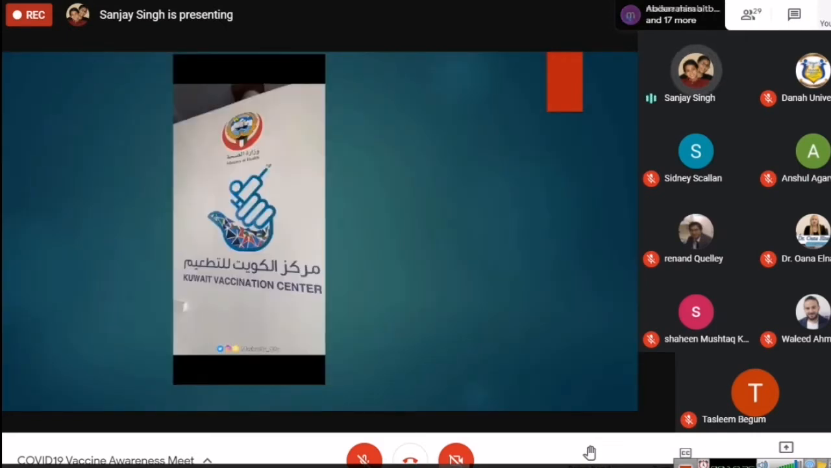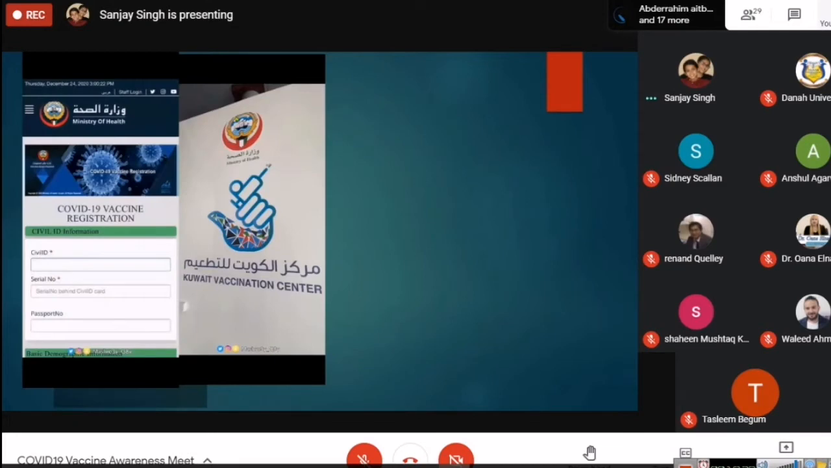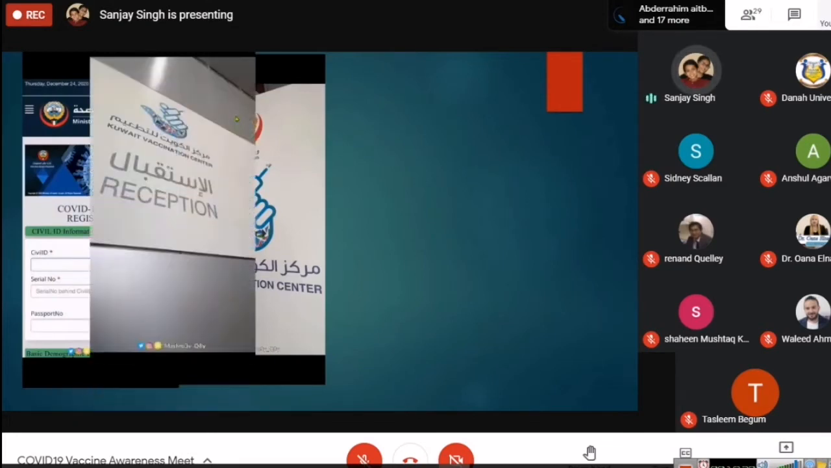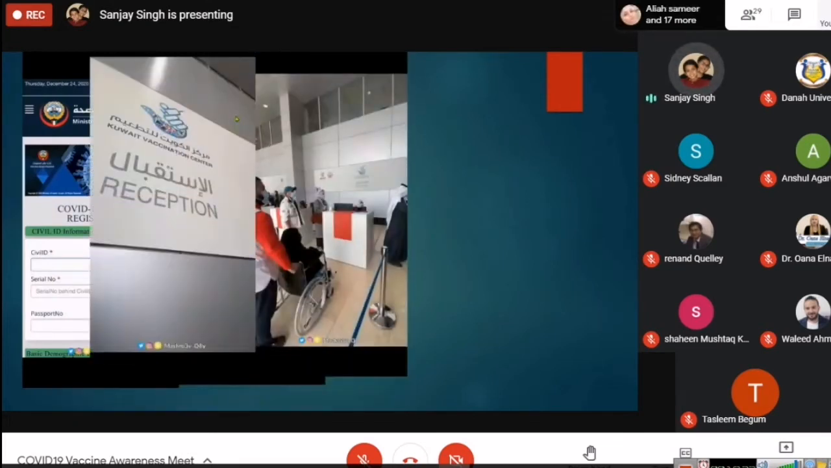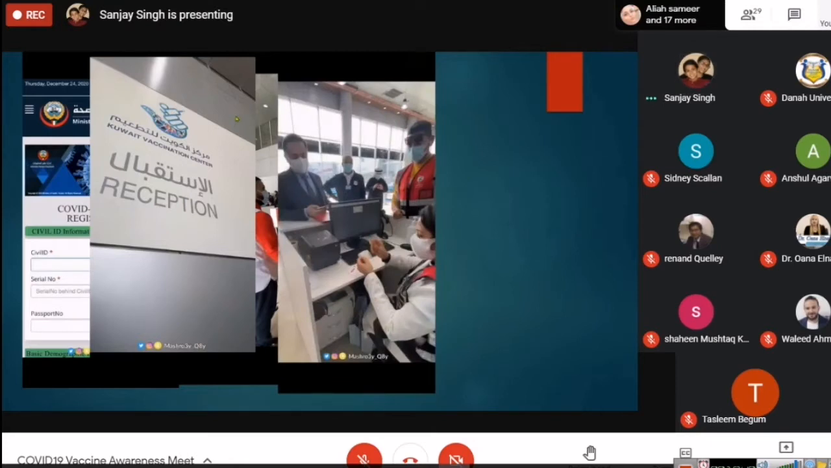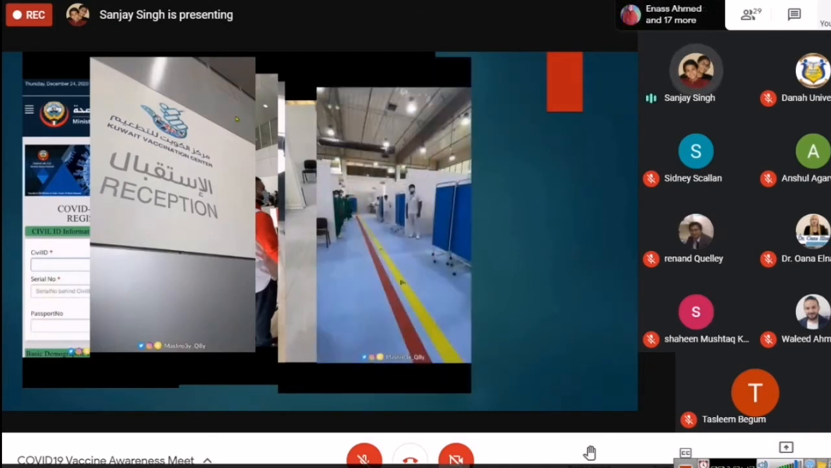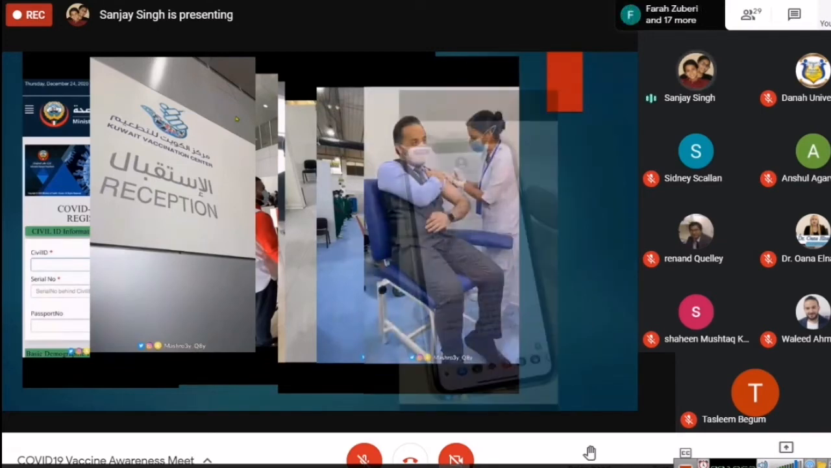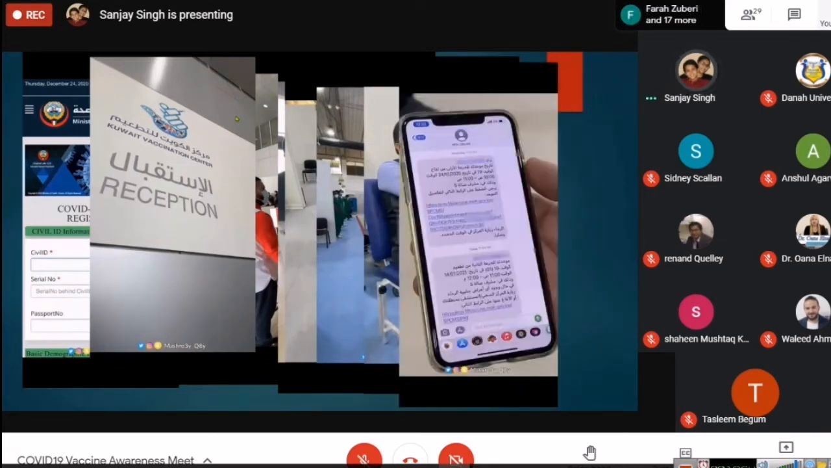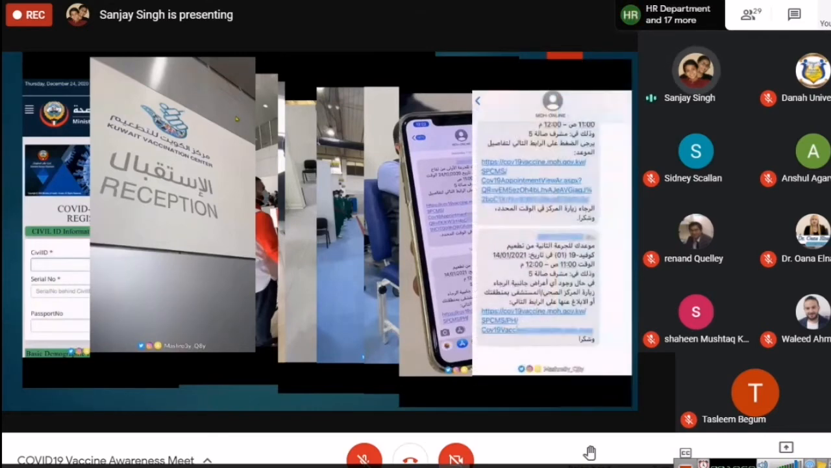So these are some of the sites of the center, the website, the reception. This is where you will be received, and the administrative work will be done. This is where your card will be given. Then you'll follow these lines to your room, where they will receive you and the vaccine will be given. After vaccination, you will receive a text message. If it is the first dose, you receive the second dose date. If it is the second, the certificate.